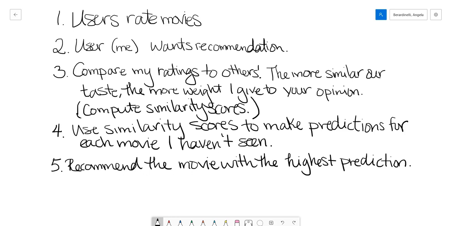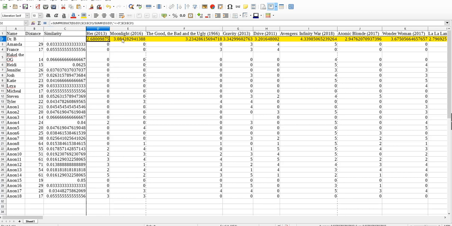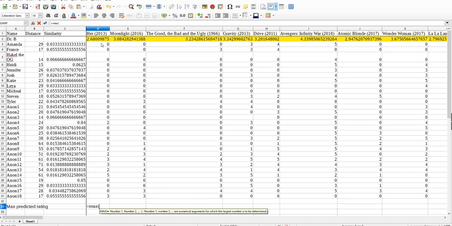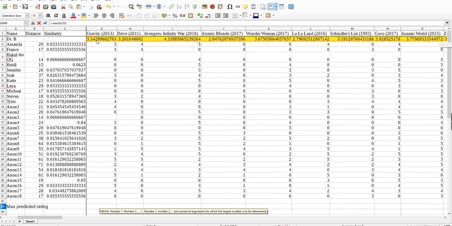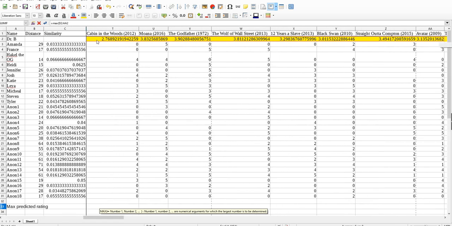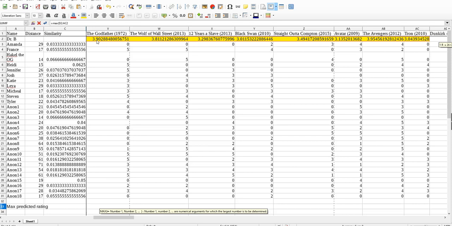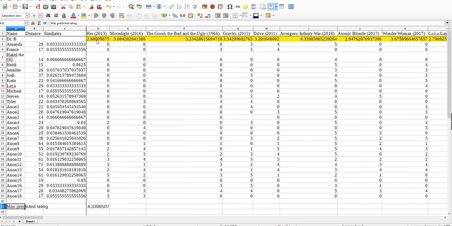So we have to find the highest predicted value. I could eyeball it and look at every single rating here, or I can use some more Excel magic. So I want the max predicted rating, which is just the maximum number out of all the yellow cells. So the highest rating is a 4.3398, the highest predicted rating.